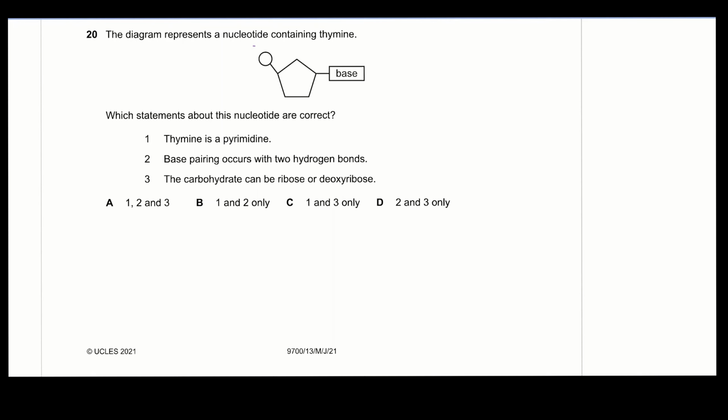The diagram represents a nucleotide containing thymine. Which statements about this nucleotide are correct? 1. Thymine is a pyrimidine. This is correct because it's a single ring base, and pyrimidines are single rings. Double rings are going to be purines, and those are adenine and guanine. Pyrimidines are thymine and cytosine. So this is correct.